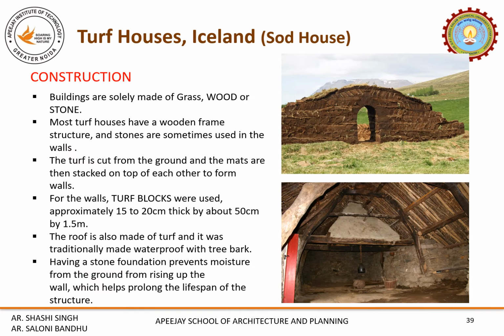Talking about the construction techniques of the turf houses. The building is solely made of grass, wood and stone. Most turf houses have a wooden frame structure. The turf is cut from the ground and the mats are then stacked on top of each other to form a wall. The turf blocks are approximately 50 centimeters by 150 centimeters and are 20 centimeters thick. The roof is also made of turf and it was traditionally made waterproof with tree barks.